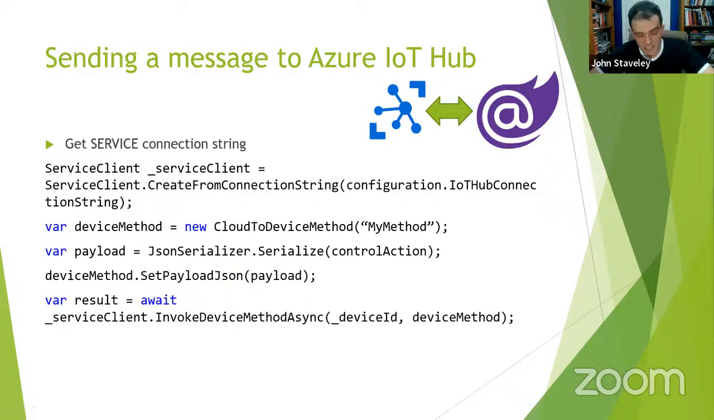Now here we get a service connection string. Before I demonstrated a device connection string; the service and device connection strings are different. Save a couple of hours of your life and know there's a distinction, because I didn't, and I wasted a lot of time. You get a weird error message and it doesn't tell you why the device connection string doesn't work in a service client manner. So then I set up a device method. In my case, it's called control action. And then I serialize my control action package to JSON. So I've got a control action class that serializes to JSON. Then I set the payload and then invoke the device method.